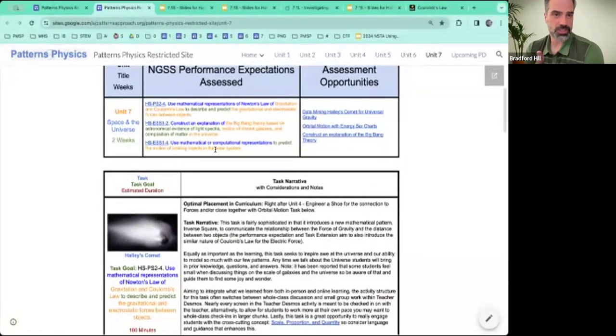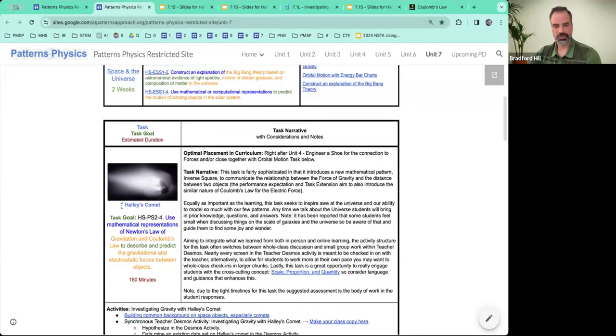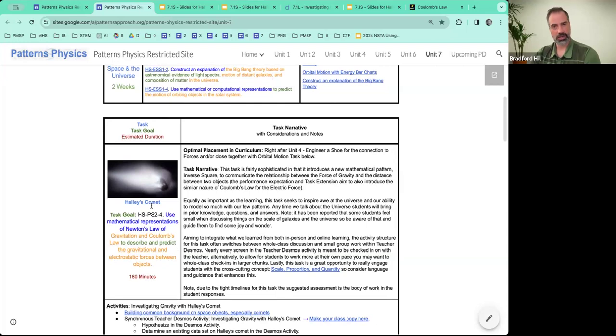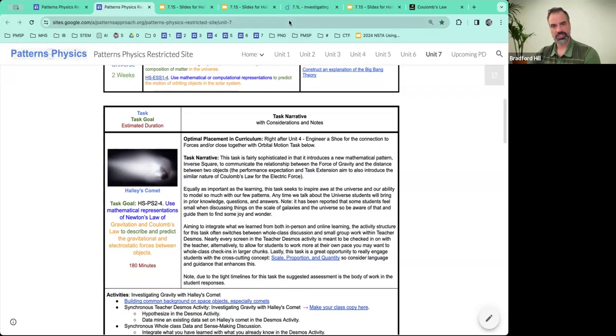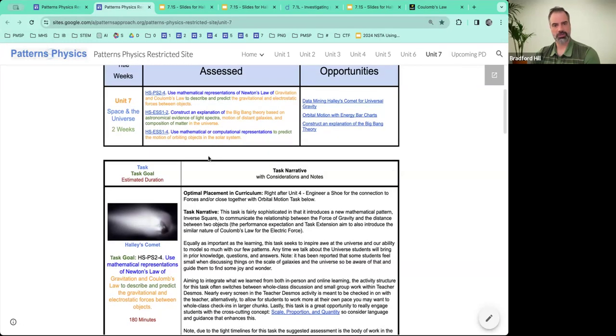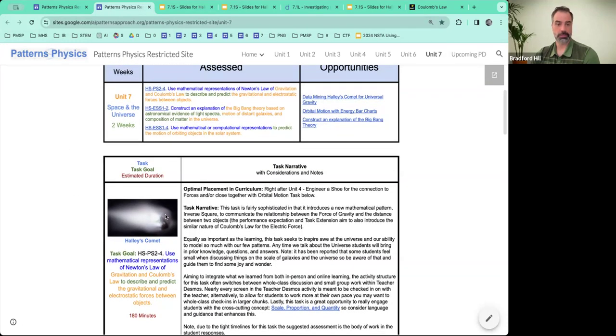This unit is unit 7. These are 3 separate tasks. They do work well together. They're all astronomy based. We're getting close to the end of the year now, so you'll probably do it all together, which is the best way to do it.